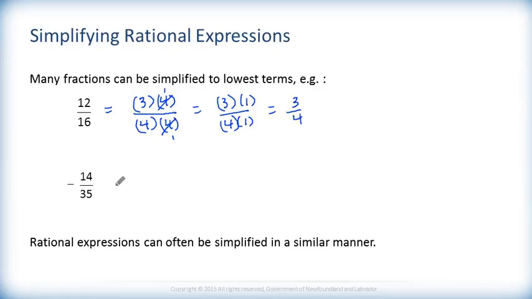Negative 14 over 35, we can think of that as the negative of 2 times 7 over 5 times 7. Again, the like factors can divide off. 7 divided by 7 is 1 over 1, so we are left with negative 2/5. Rational expressions can often be simplified in a similar manner.